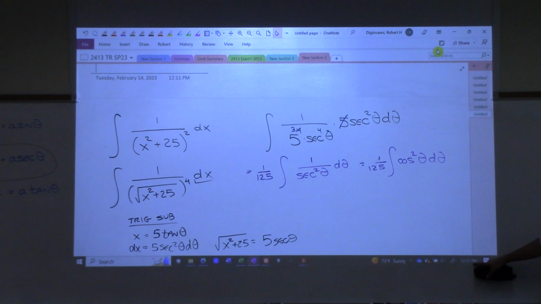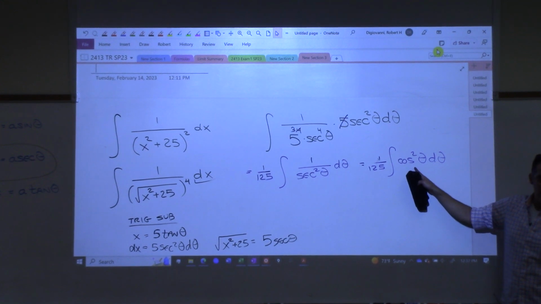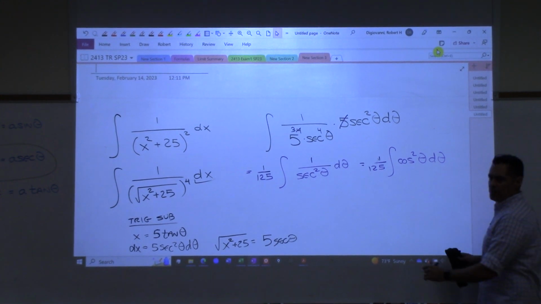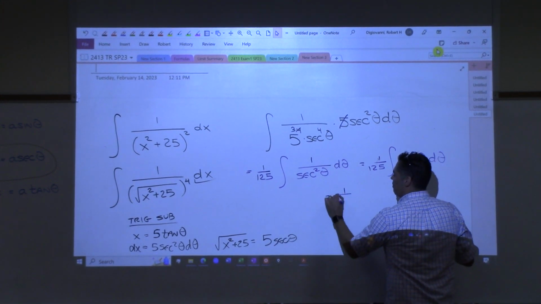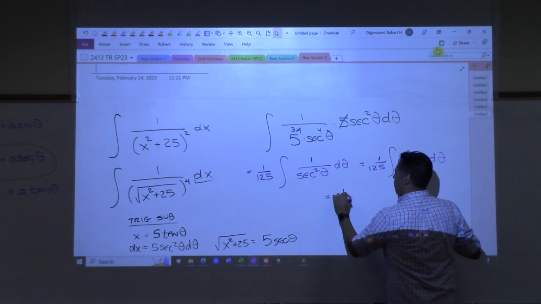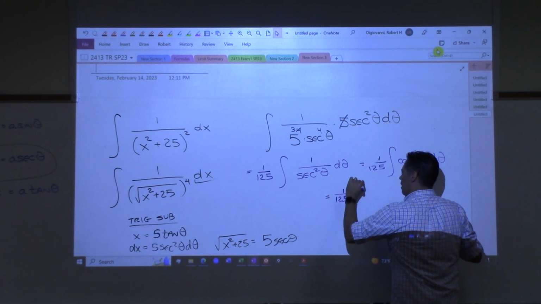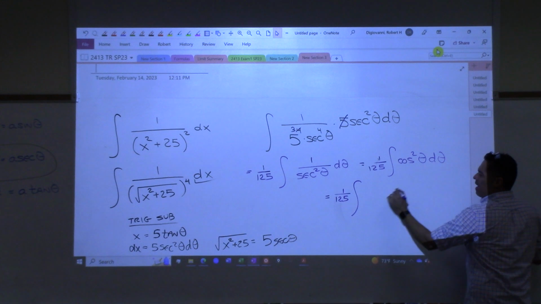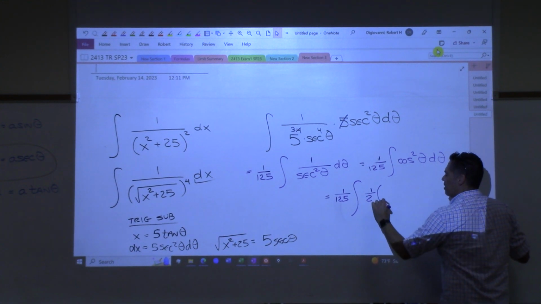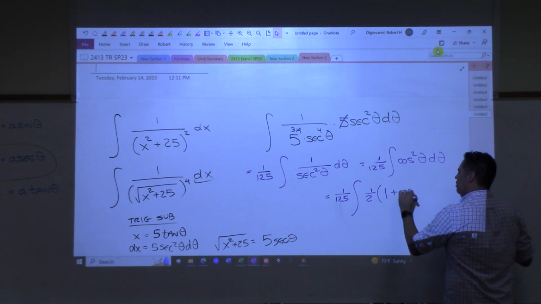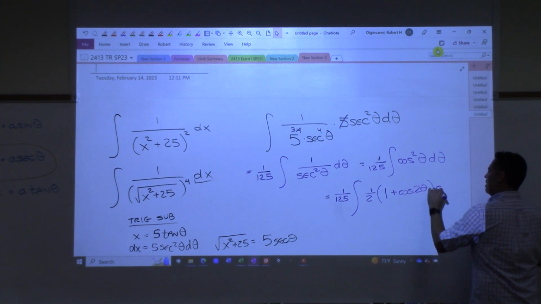And now you go back, and I think this is what we were asking about earlier, is how do we handle cosine to an even power? Power reduce. Or the power reducing or half angle, I told you there's 2 different formulas. That's what it is. So for this, I'm going to rewrite 1 over 125 integral of cosine squared as 1/2 parenthesis 1 plus cosine 2 theta d theta.